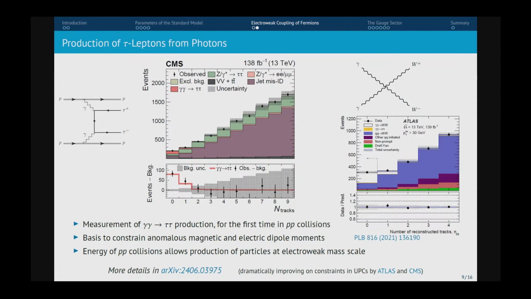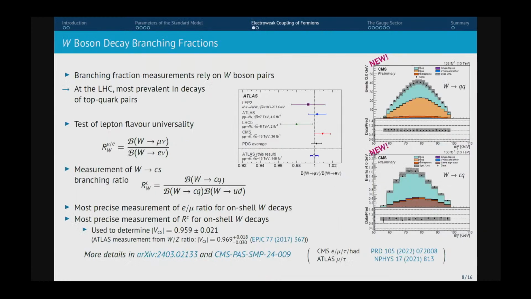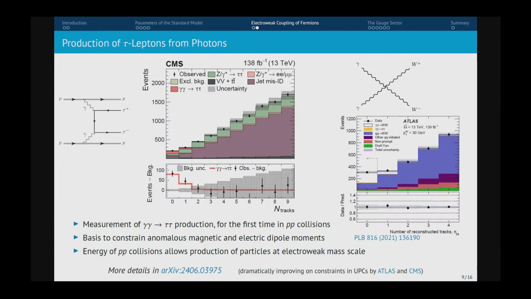One more analysis I want to highlight is the production of tau leptons from photons. So here we radiate 2 photons from 2 protons, and these then proceed to scatter to tau leptons through this diagram. The experimental trick in this measurement is that the protons stay intact, or if they fragment, they do so outside of the acceptance of the CMS detector. And the characteristic signature then is that there are no particles reconstructed in CMS other than the decay products of the tau leptons.